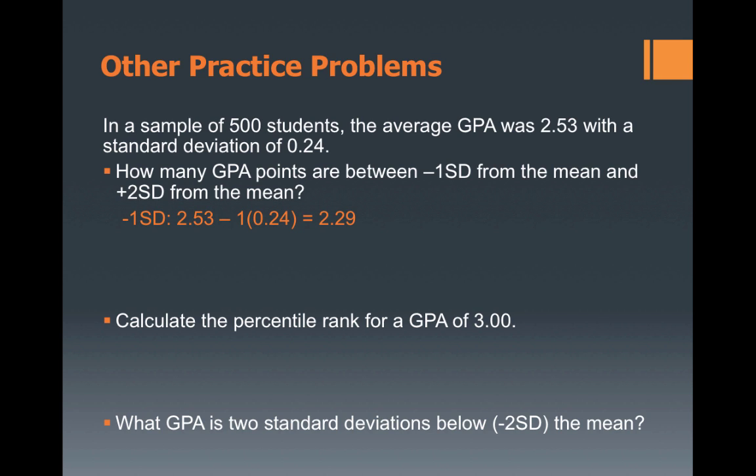The GPA that corresponds to 2 standard deviation units above the mean, well, we have the mean plus 2 standard deviation units, which is equal to 0.24 GPA points, gives us a GPA of 3.01. So if I wanted to know the GPA points between -1 standard deviation and +2 standard deviations, we then take a difference of those to give us 0.72 GPA points between -1 and +2 standard deviations from the mean.